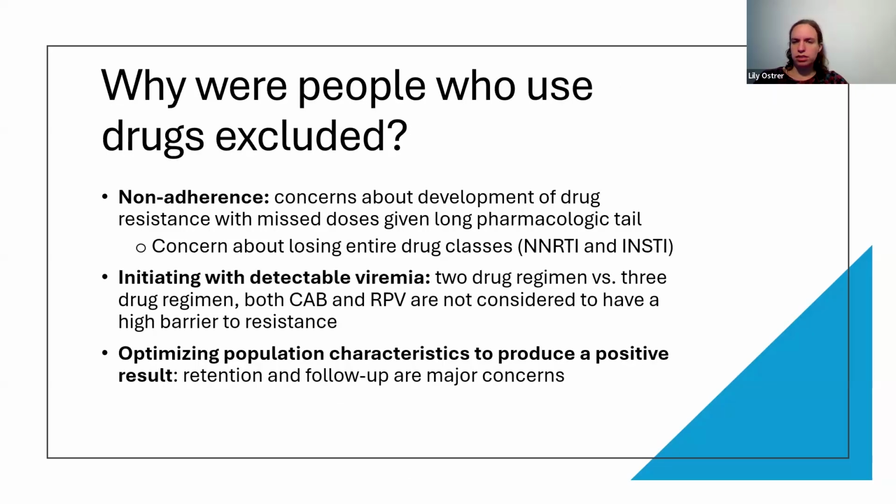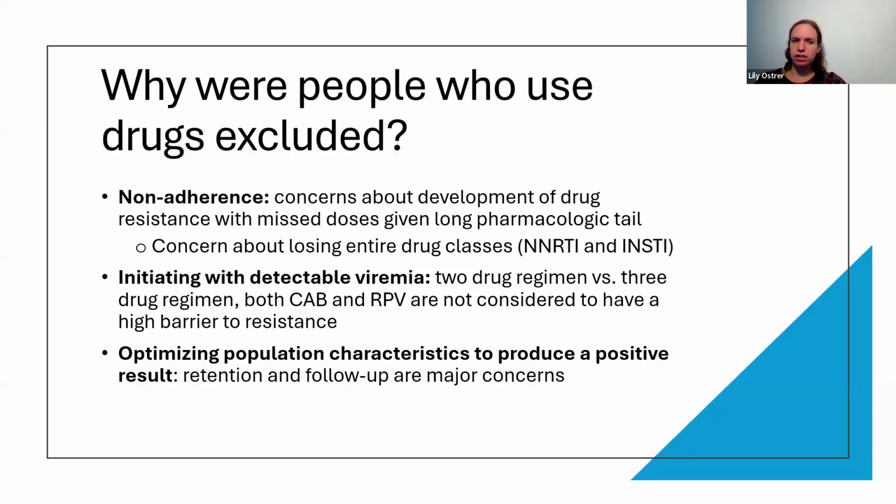So why were people who use drugs excluded from these trials? These are a couple of postulated reasons, and there are likely others. Non-adherence was a big concern. With long-acting cabotegravir-rilpivirine, we know that, unlike oral ART, where there's rapid clearance of the drug once it's discontinued, there can be a long pharmacologic tail and exposure to lower concentrations of drug over time, which can lead to resistance. And there are concerns that if resistance develops to both cab and rilpivirine, there could be loss of two significant drug classes that make up the backbone of many ART regimens.